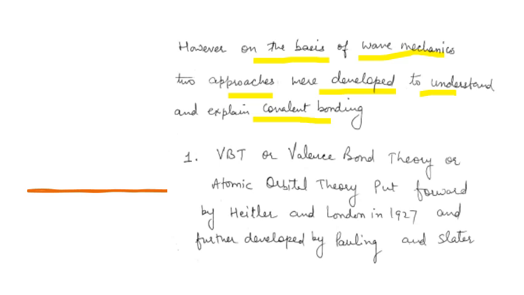So the two approaches in quantum mechanics have had success in explaining covalent bonding, and they are the VBT, valence bond theory, or we can say the atomic orbital theory, which was put forward by Heitler and London in 1927 and further developed by Pauling and Slater, meaning the modification done by Pauling and Slater. It is one of the famous theories for the explanation of covalent bonding having the quantum approach.